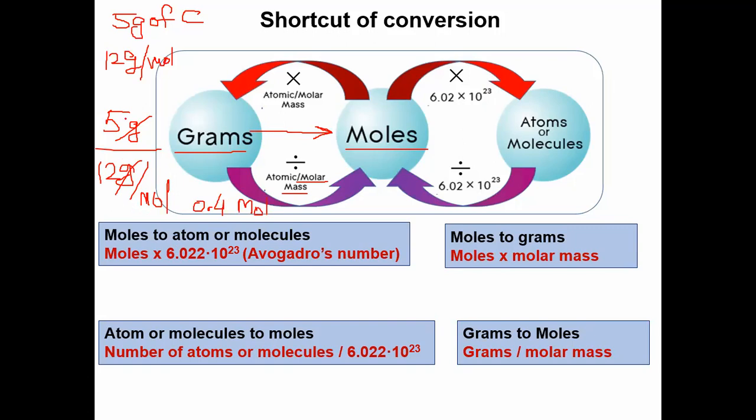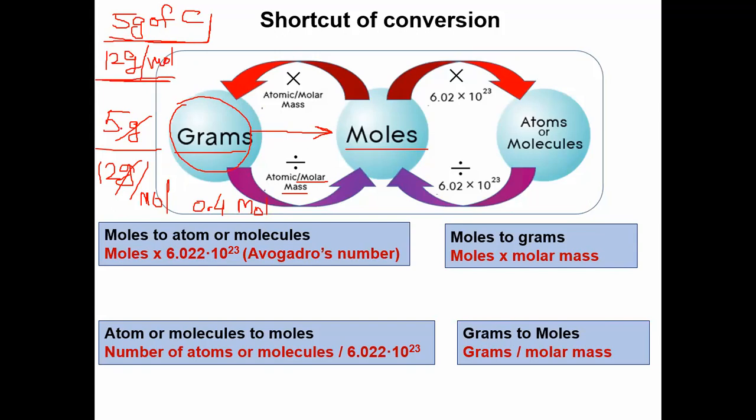Yeah, so if you have an amount of substance in grams, say you have 5 grams of carbon, and you want to find out how many moles of carbon you have. If you have 5 grams of carbon, you need to divide 5 grams of carbon by the molar mass of carbon. This is the molar mass of carbon, 12 grams per mole.